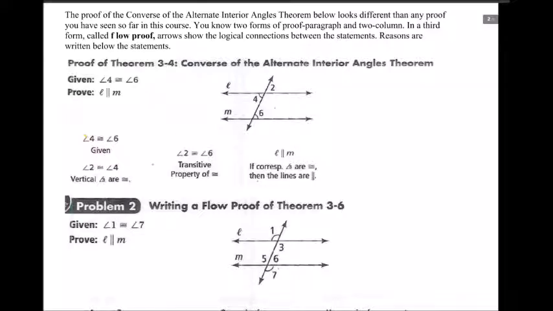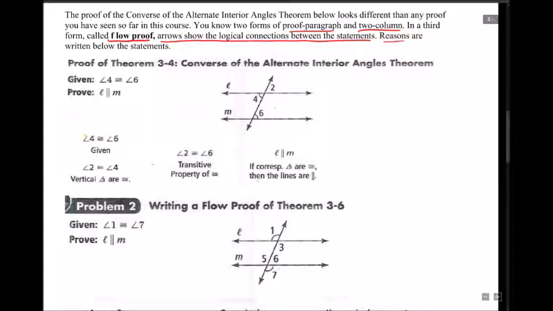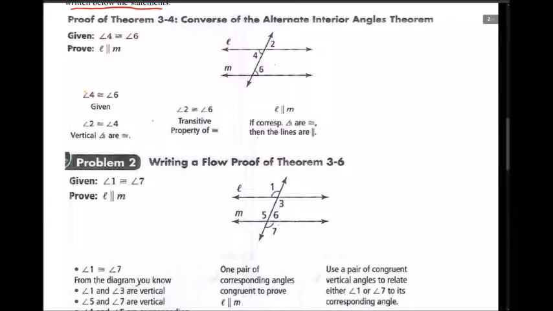So far we have done the paragraph proof and the two-column proof. Now we are going to introduce a flow proof. And a flow proof, you've probably seen flow charts in all kinds of classes, English class, computer class. It uses arrows to show logical connections between your statements, and your reasons are just written below the statements. So let's take a look at the proof of the converse of the alternate interior angles theorem.